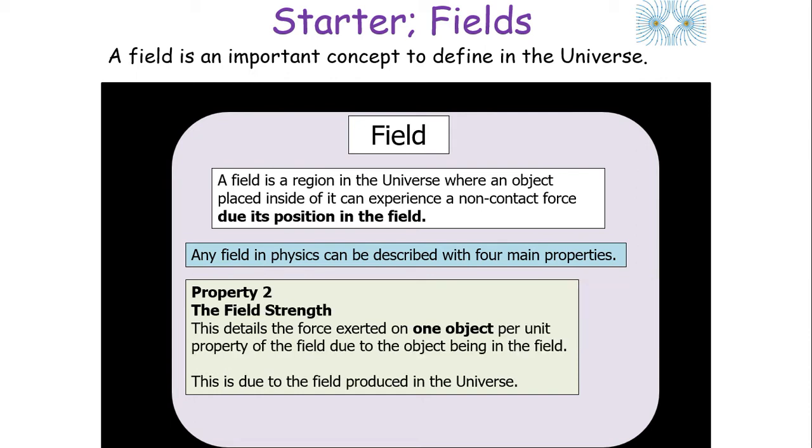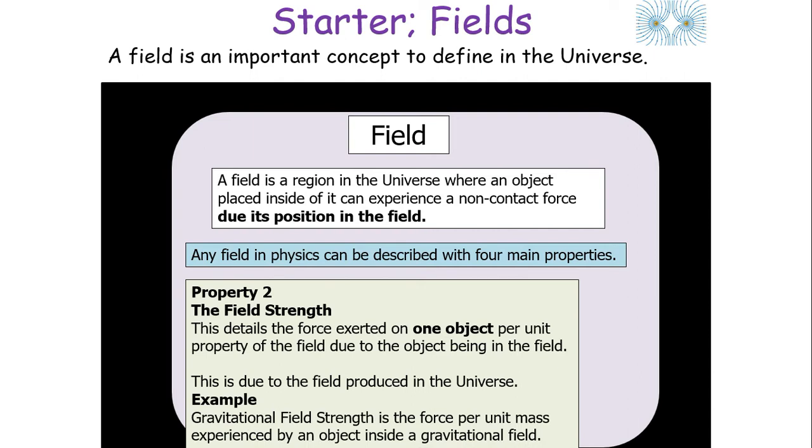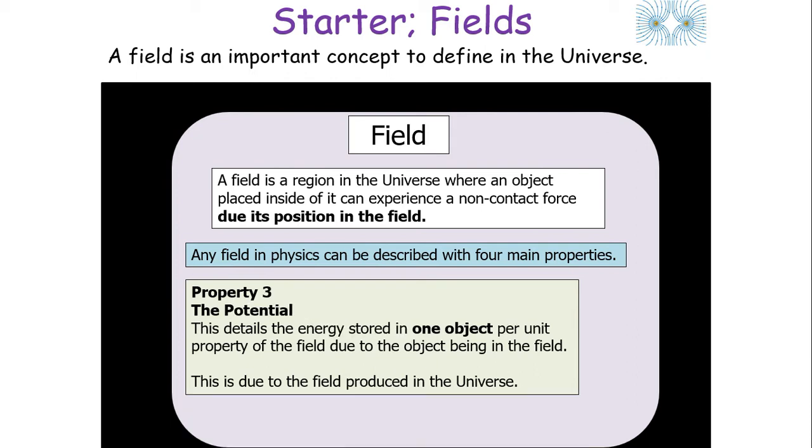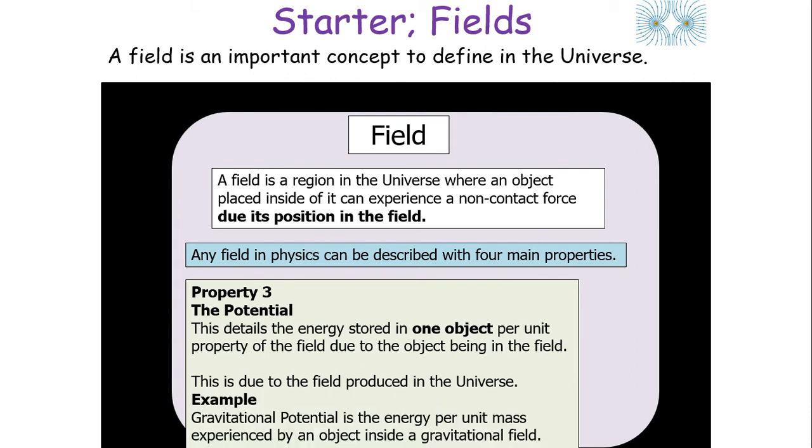The second property is the field strength. This details the force exerted on one object per unit property of the field due to the object being in that field, and this is due to the field produced in the universe. For example, the gravitational field strength is the force per unit mass experienced by an object inside a gravitational field. The third property is potential. This details the energy stored in one object per unit property of the field due to the object being in the field, and again it's due to the field produced in the universe. So the gravitational potential is the energy per unit mass experienced by an object inside a gravitational field.